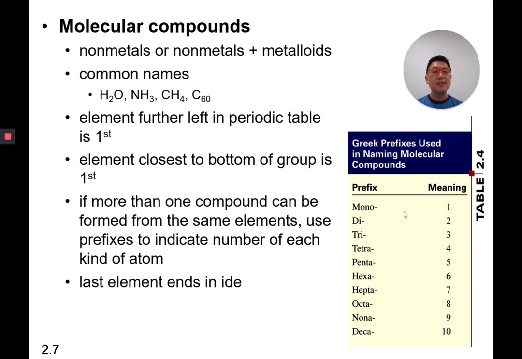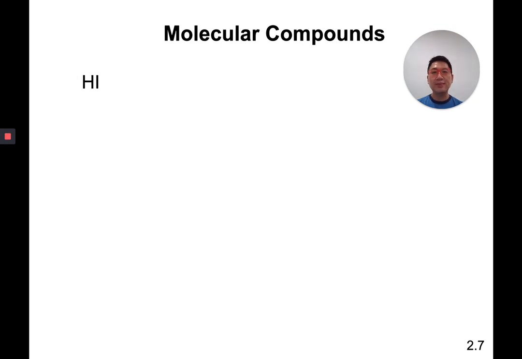Here are the prefixes that you should know. Mono is 1, di is 2, tri is 3, tetra 4, penta 5, hexa 6, hepta 7, octa 8, nona 9, deca 10. We also change the last suffix to I. There's only one thing that we don't change the prefix for. The very first element, if it is just one of them, we don't need to say mono. But if there's only one of the second element, yes, you will need to say mono for the second one. Let's just look at a whole bunch of examples.